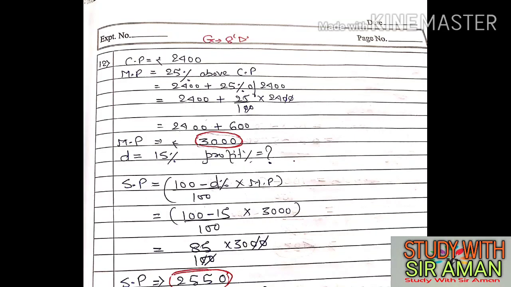Cost price 2400, marked price 25% above CP means 25% more than cost price. Suppose that you have bought at 2400, you will not sell at that, you will mark more price, then you will have gain. So what price you are marking on the article? 25% more. So 25% of 2400 is 600. So 2400 plus 600, 3000. So you are writing 3000 on the article, then you are ready to sell. So when a customer is coming, you are giving 15% discount also. So after giving the discount, what is your profit percent?